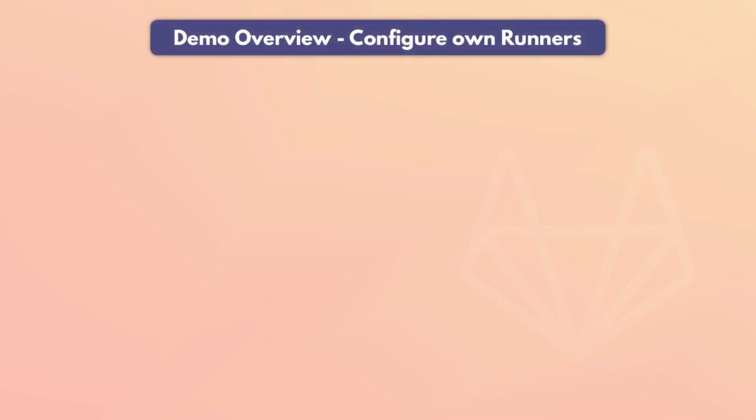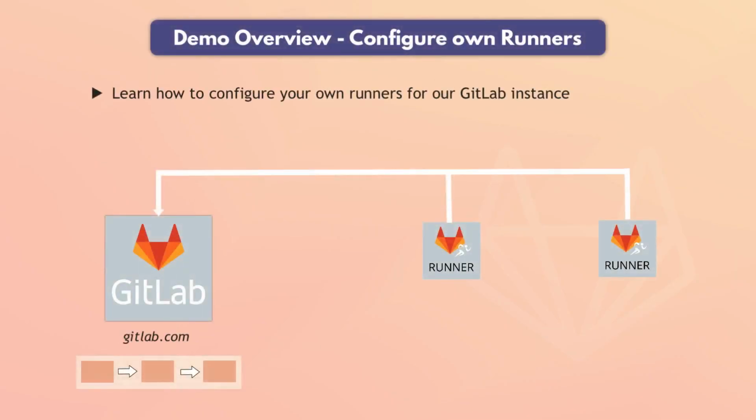In this section, we will learn how to configure your own runners for GitLab and install any tools we want on them to use in the pipeline. So let's see what we will do exactly.